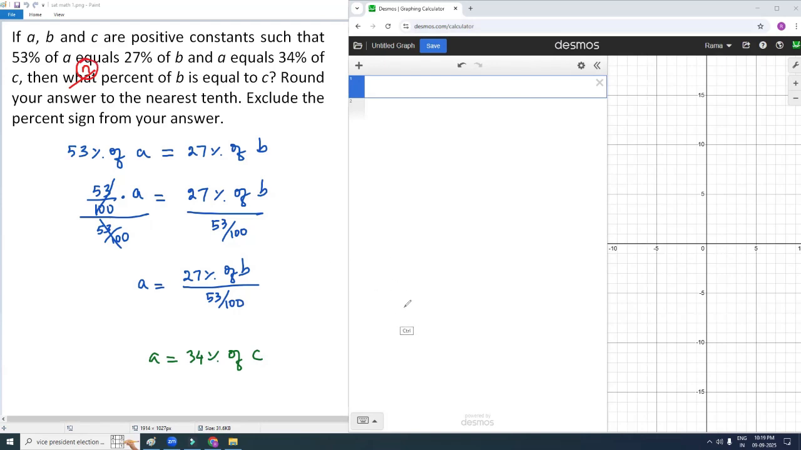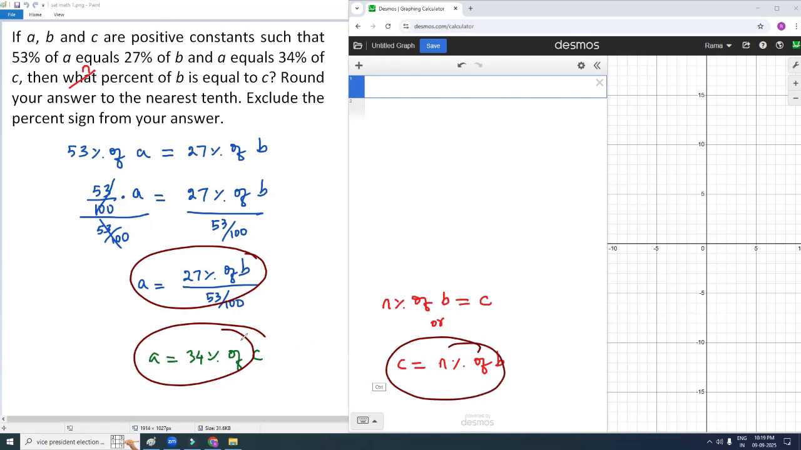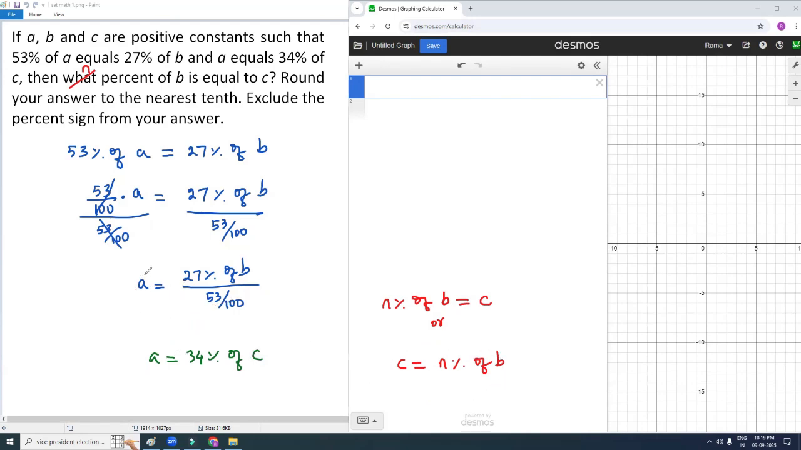Now let me write this one as an equation. That is N% of B equals C, or the same equation can be written as C equals N% of B. Now we have three equations. This is the first equation, this is the second one, and this is the third one. In the first one, we have the constant A on the left side. In the second one also, we have the constant A on the left side. In the third one, we have the constant C on the left side.